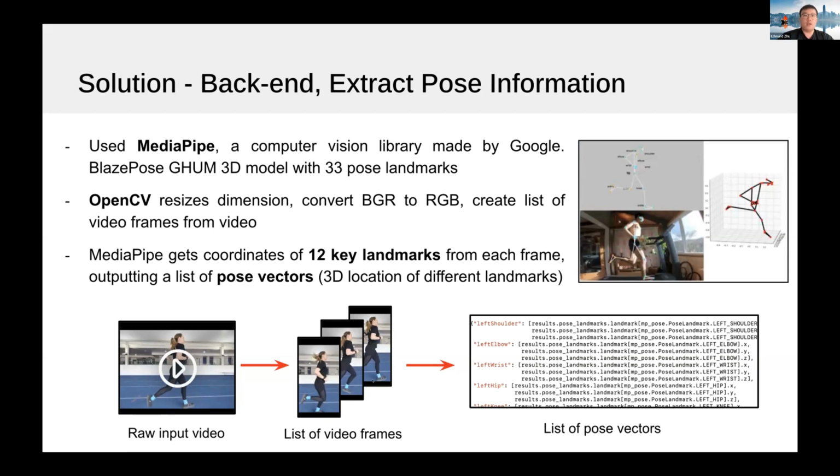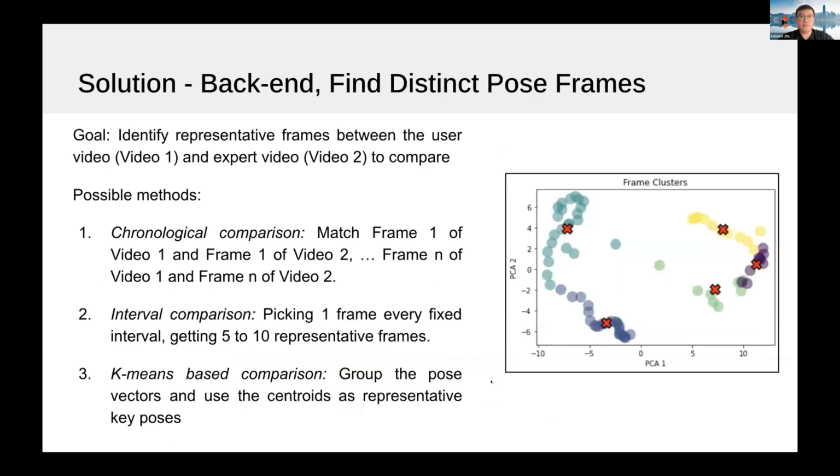Later on, we use MediaPipe to extract the coordinates of 12 key landmarks, such as your left shoulder, or your left knee, etc. And then we output a list of pose vectors that can be analyzed later. To summarize this backend, we take a full unprocessed video inputted by the user, and then we turn it into a list of frames seen here. And then we process them using MediaPipe into a list of pose vectors. Now that we have frames for both videos, we want to find a way to compare them.